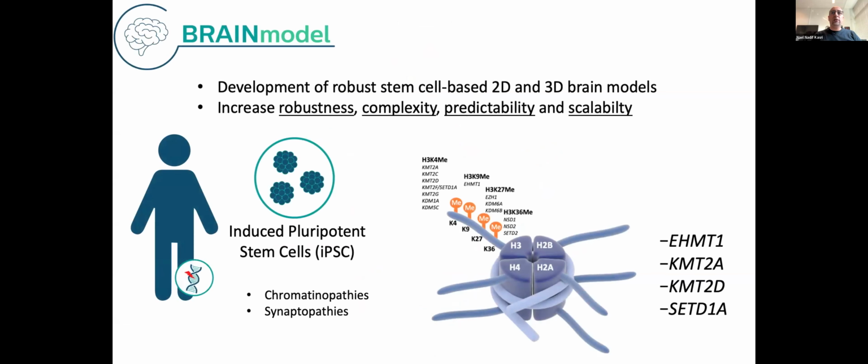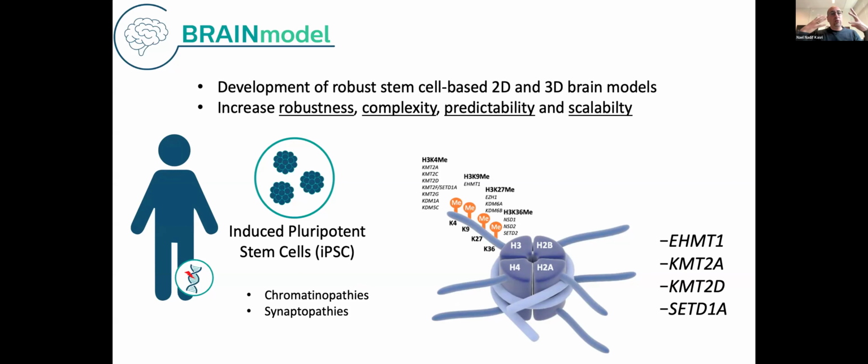Now, BRAINmodel, those are the aims. It's really the development of those cell-based systems in 2D and 3D. And there are several elements that are important for that: to increase robustness, complexity, and scalability, especially if we want to do higher throughput drug testing. But in my opinion, the most important is that we need predictability. So how can we increase predictability of what we find in a dish towards the patient?